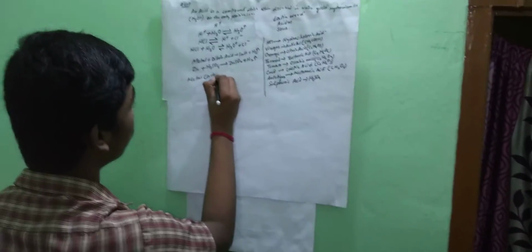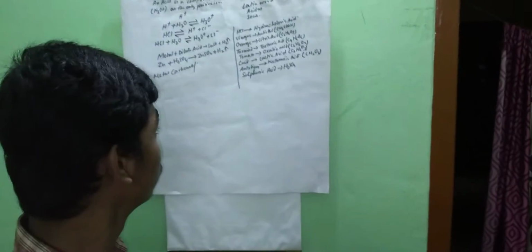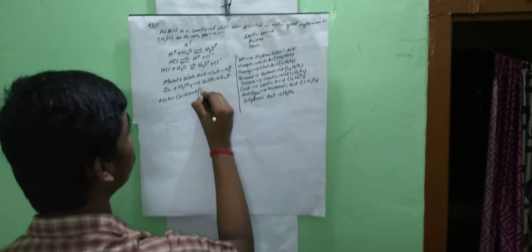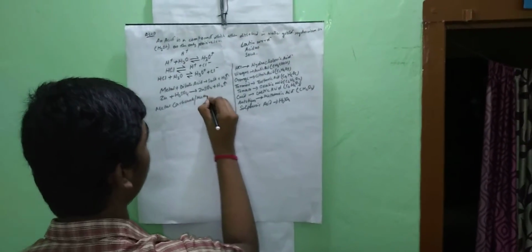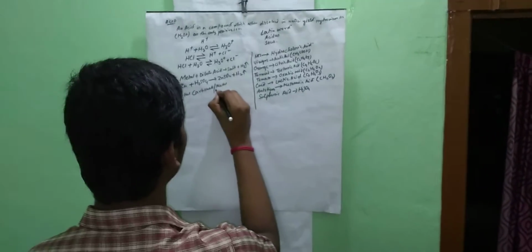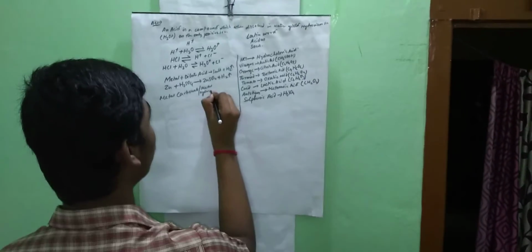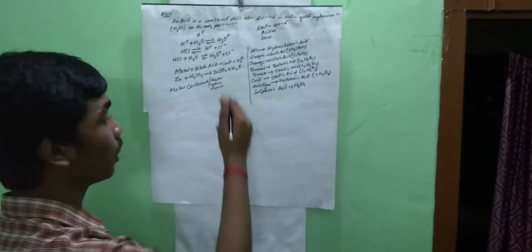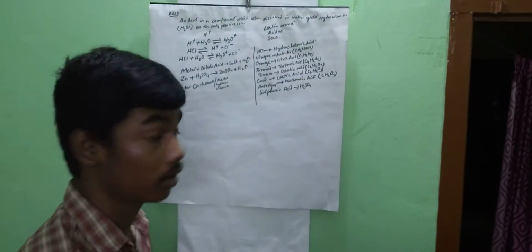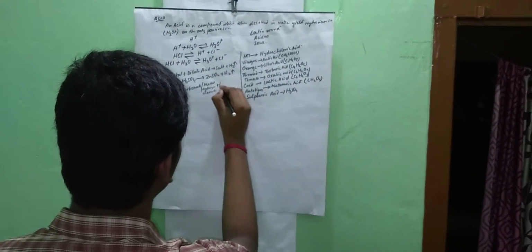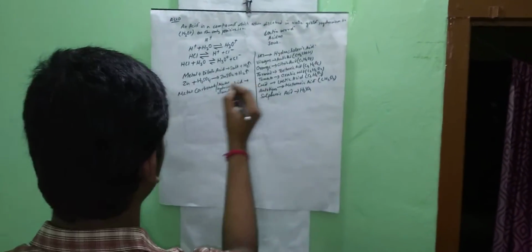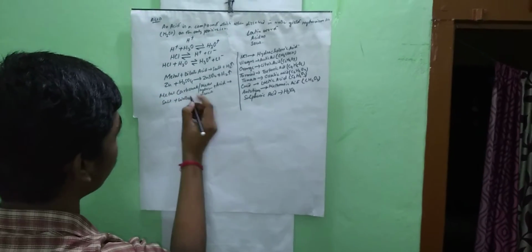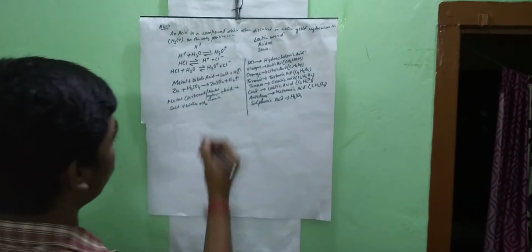Metal carbonate, plus metal hydrogen carbonate. Metal hydrogen carbonate is also called metal bicarbonate. Plus acid gives salt plus water plus CO2.